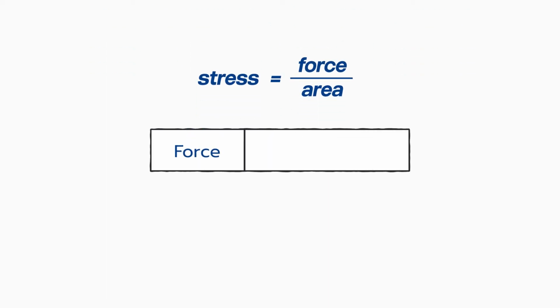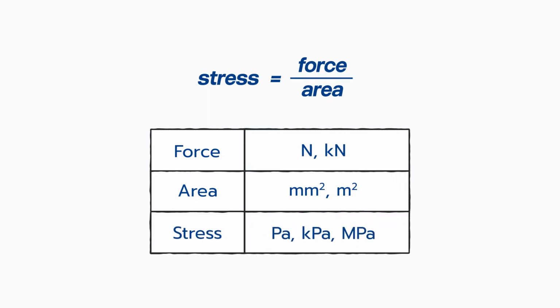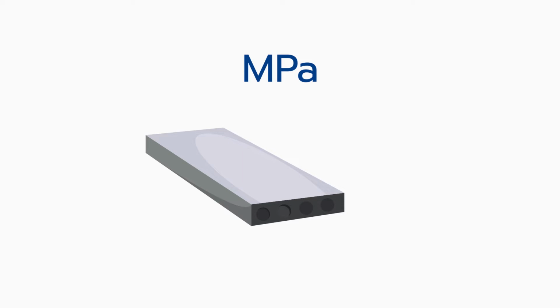Remember that force is measured in units of newtons or kilonewtons, and the unit of area is square millimeters or square meters. Stress is measured in pascals, kilopascals, or megapascals. The most common unit used for structural materials is megapascals, as the other units are too small. For example, the concrete strength for a typical reinforced concrete slab is 25 megapascals.